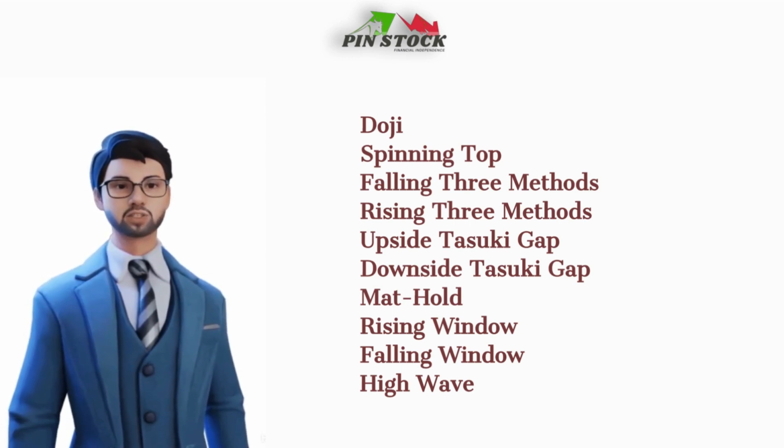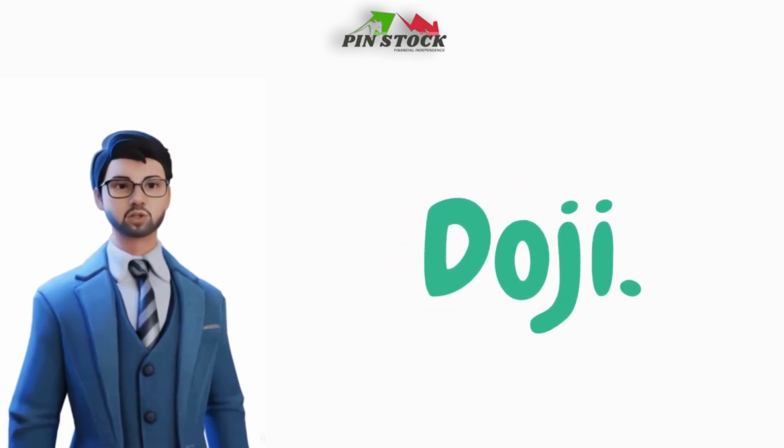From the mysterious Doji, signaling market indecision, to the assertive falling window, driving the market down, each character has a story to tell, a secret to reveal. So brace yourselves for an insightful journey. Let's dive in and get to know these characters better.